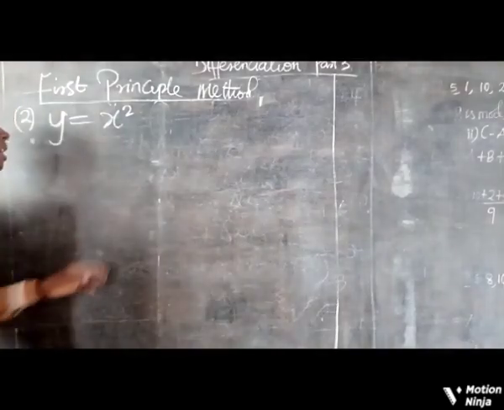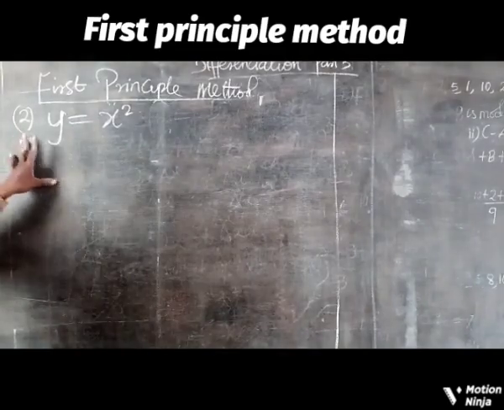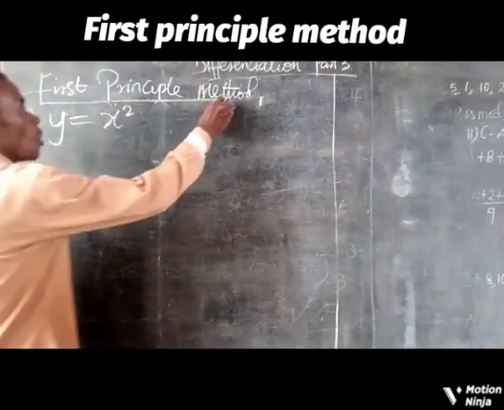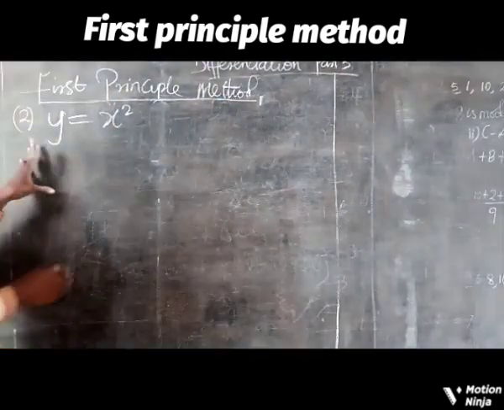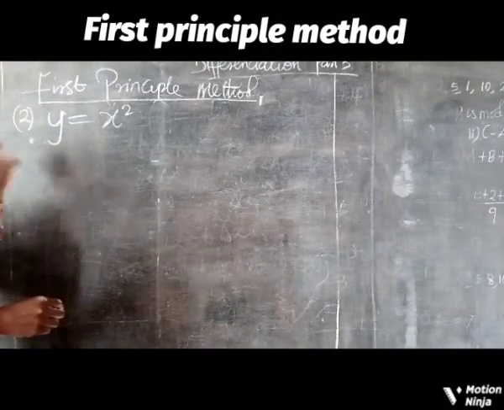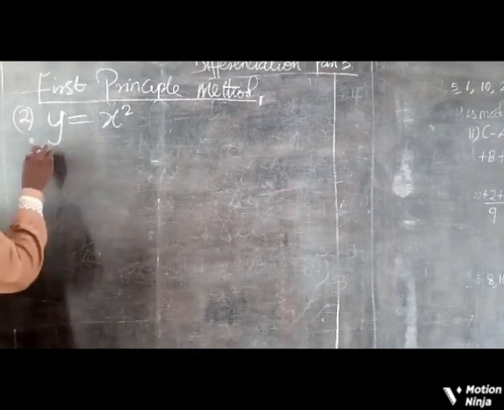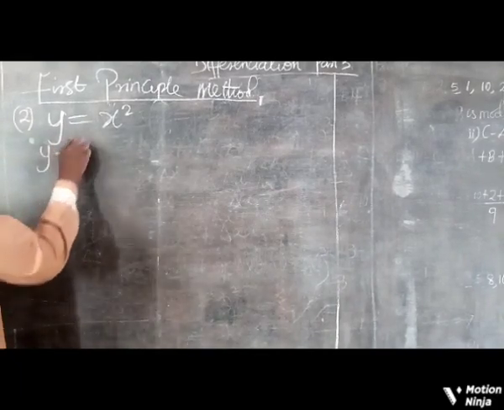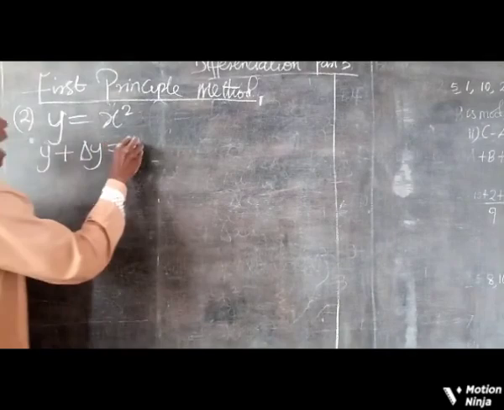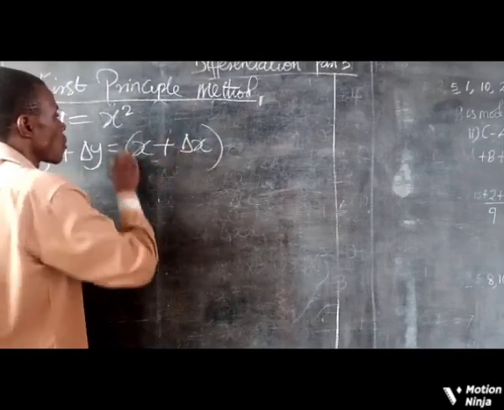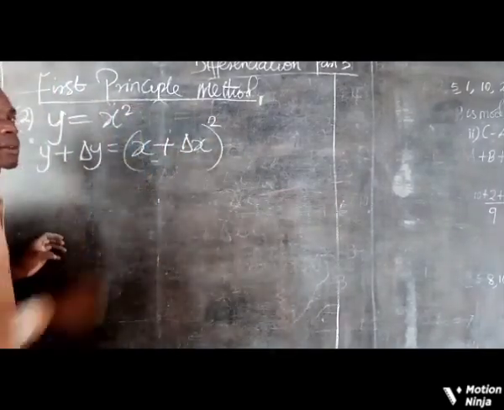So what we are doing today is I want to do the second question in that regard using the first principle method to solve differentiation. The first thing we'll do is that to y we add change in y, and to x we will add change in x. We'll have y plus change in y, and x plus change in x, but we will square it because there's a square here.